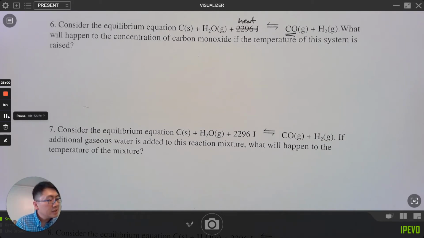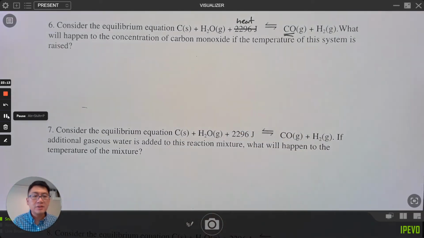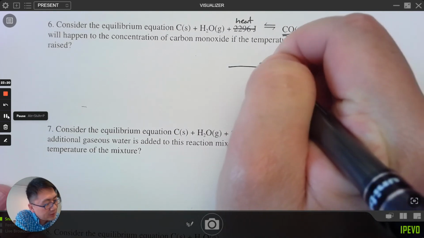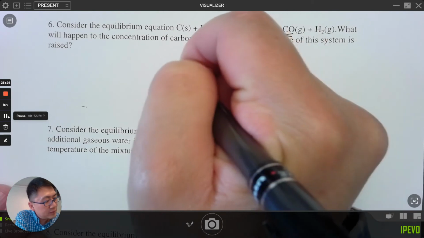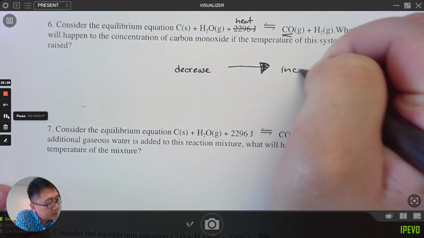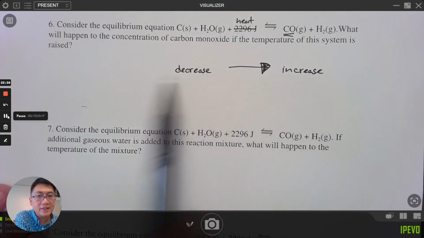If we raise the temperature, we're adding heat to this thing, so we're adding some reactant. If we're adding heat, there are only two things reactions can do: shift to the left or shift to the right. If you want to get rid of heat, the reaction will need to shift to the right. What does it mean to shift to the right? That means everything on the left side will decrease and everything on the right side will increase.